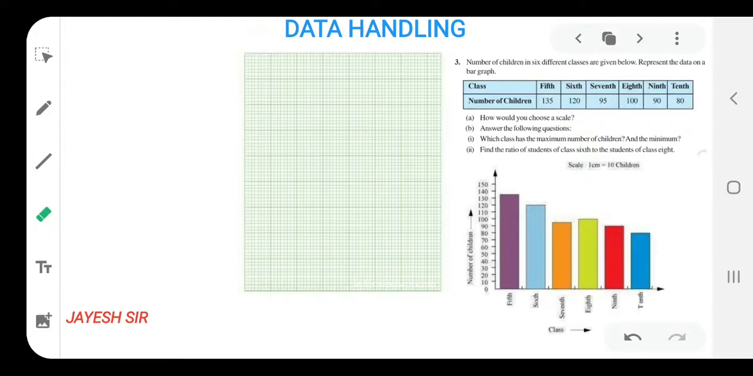How would you choose the scale? What is the scale, friends? The scale we are getting over here is 1 centimeter equals 10 children. This is the scale I have taken. I hope you all might be getting it. So this would be the answer for question number 1A.